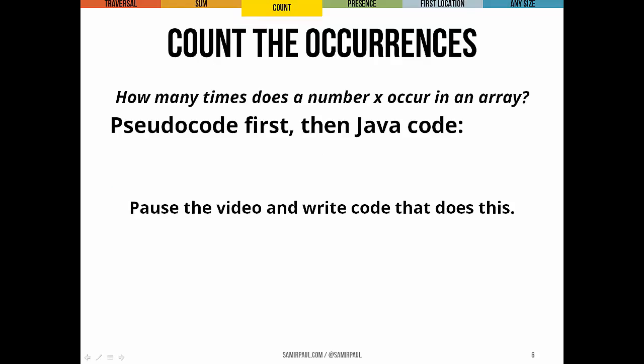We can also count the occurrences of a particular value in this array. So we want to count how many times a particular number appears in the array. So as a first exercise, stop and think through some pseudocode and then translate that pseudocode into Java. Okay, the pseudocode that counts the number of times that a particular value appears in an array of 500 integers. So go pause the video, come back in a second.